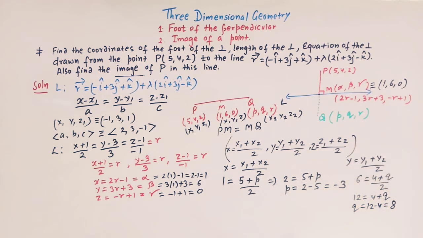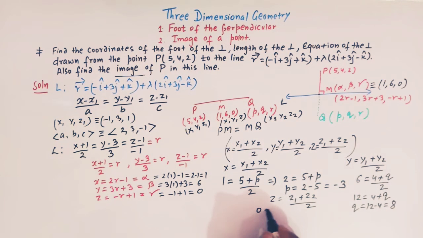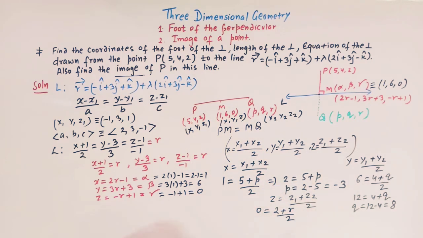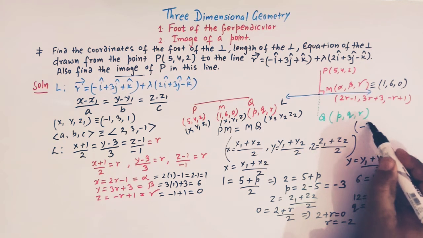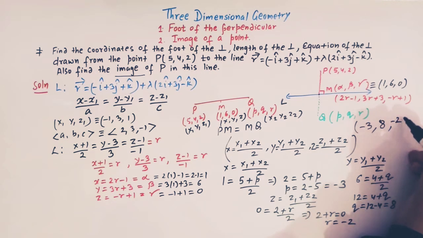And then we have z is equal to (z1 plus z2) over 2, and what is z? z is 0, and what is z1? z1 is 2, and what is z2? z2 is r, right, over 2. So now solving it, we have 2 plus r is equal to 0, r is equal to minus 2, right? So the value of p is minus 3, the value of q is 8, and the value of r is minus 2, right?